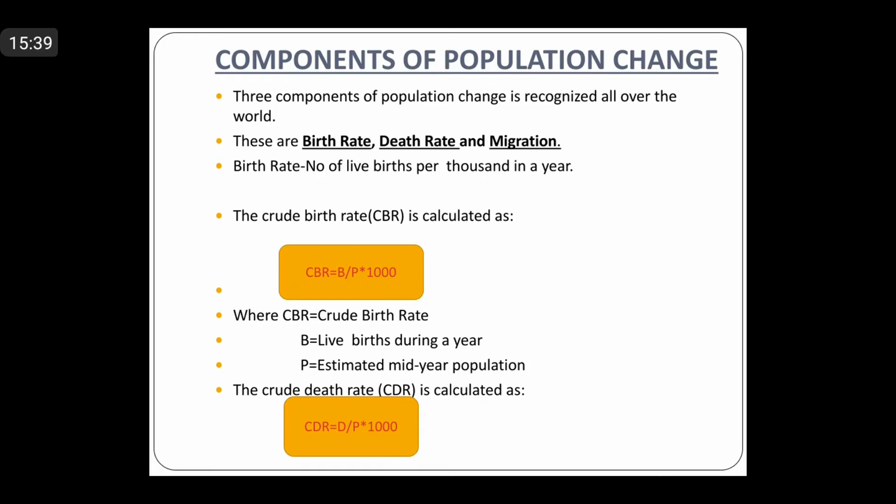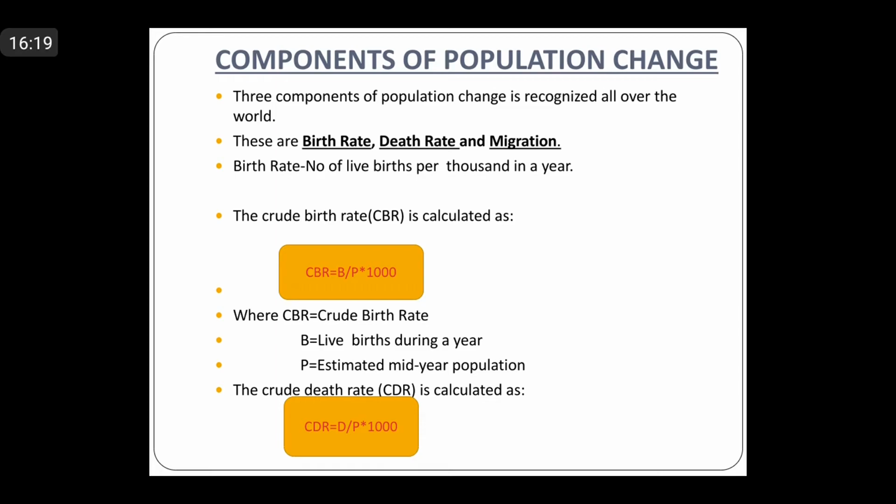But there is a word called CBR, crude birth rate. What is that crude birth rate? How would you calculate it? What is the method to calculate this CBR? Crude birth rate is the total number of births, or number of live children born in a year, divided by the total population in the middle of the year, into 1000.